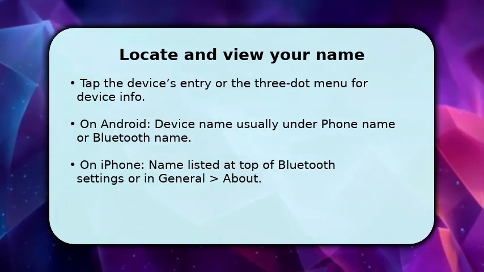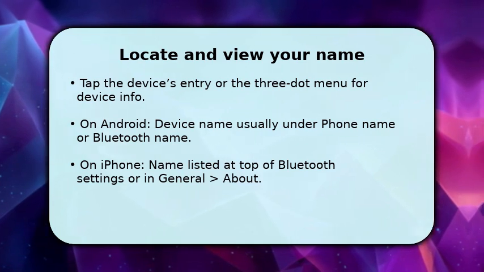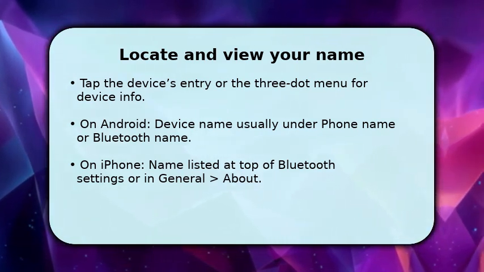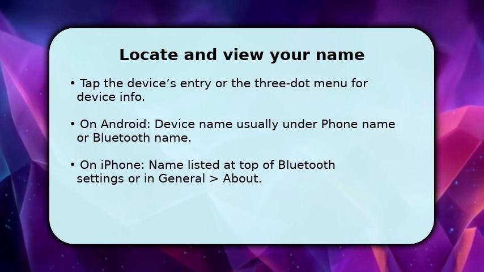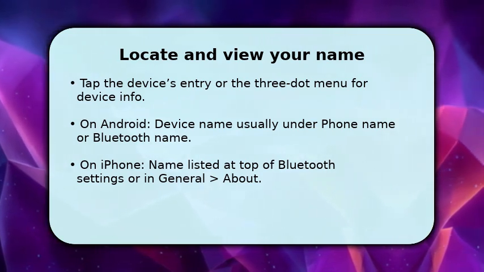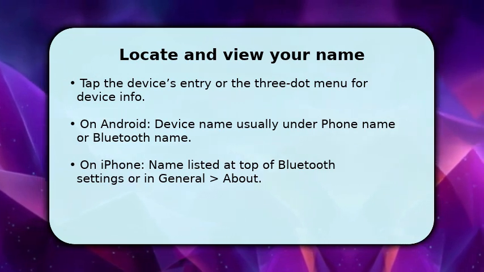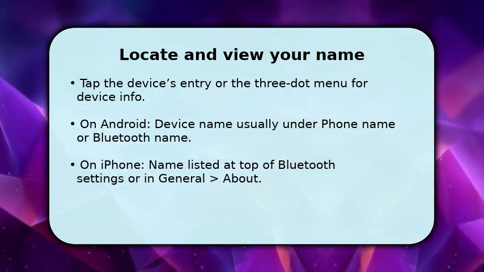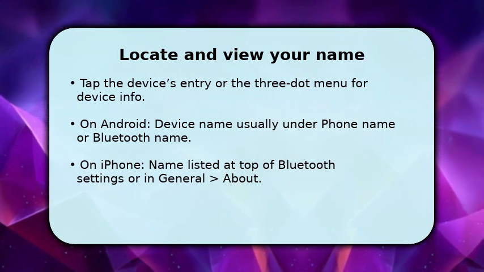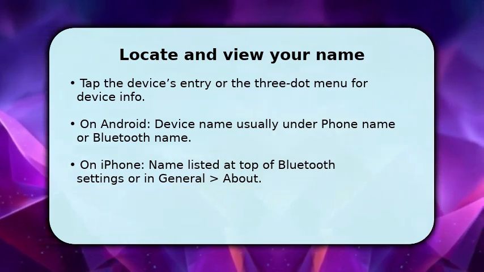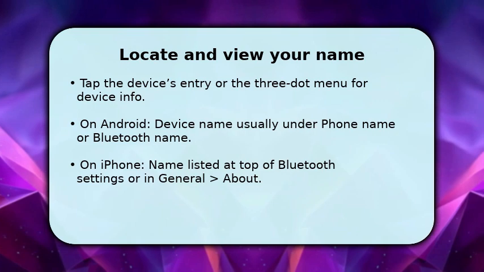On Android, tap the device entry or the three-dot menu and choose device name or phone name. On iPhone, open Bluetooth and see your device at the top, or go to General then About to view name. Once visible, that string is what other devices see. Make sure to read it exactly. Case and spaces matter, because changing it will immediately update how your device appears to others.